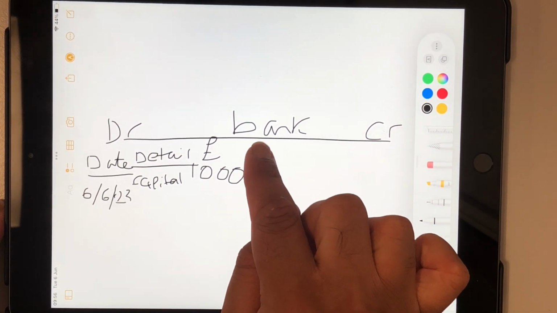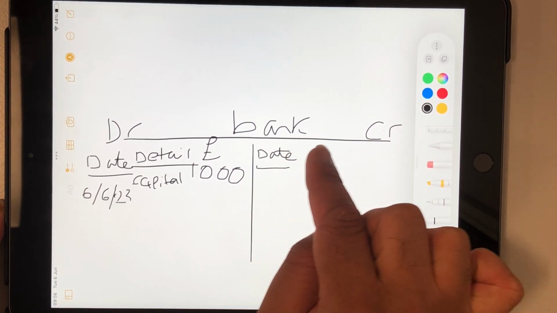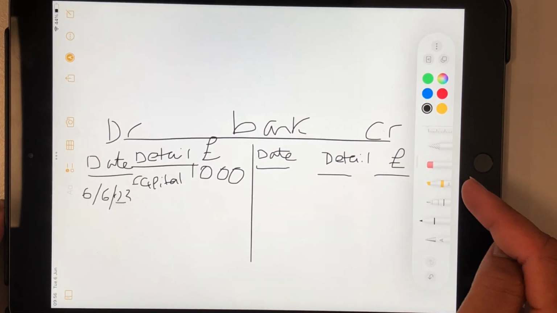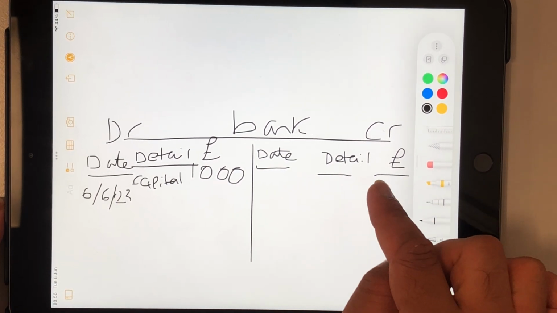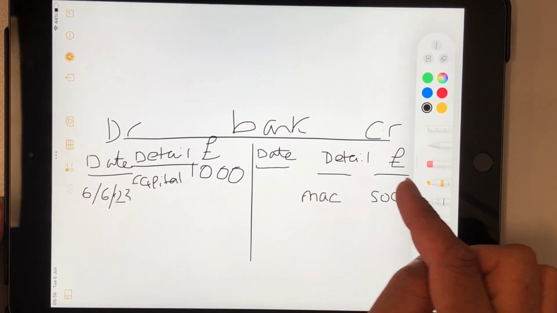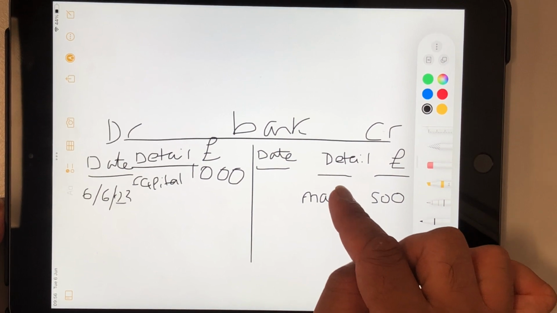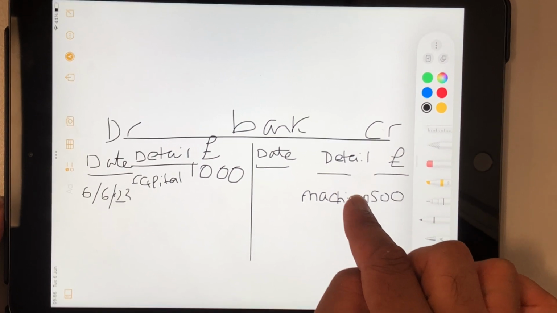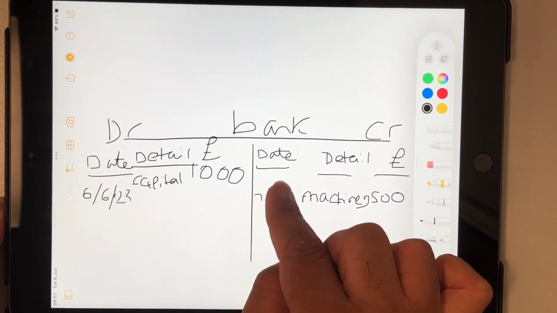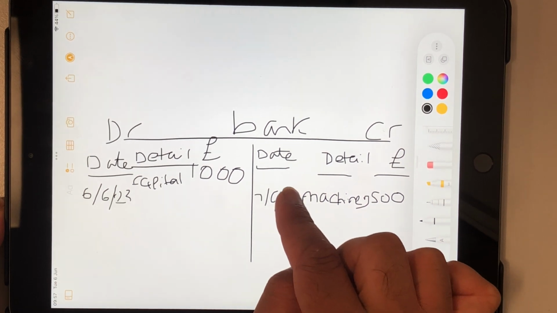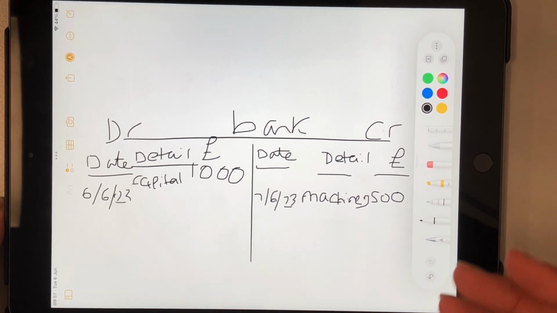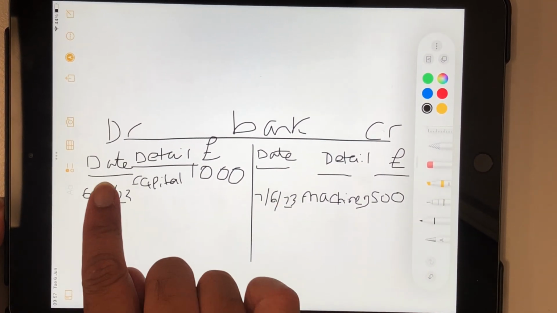And then again, if we have a look at the second transaction that we did, we spent 500 on machinery. So again, we can have a date, detail, and an amount. And we've spent £500 on machinery. I'm going to have to abbreviate there because I can't get it all in, or maybe I can. Just about. That was machinery. And we could say that was done on the 7th of June 23.